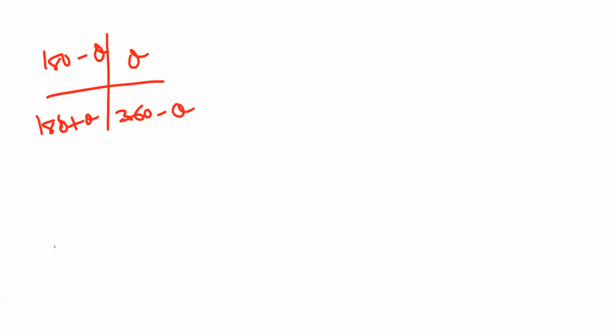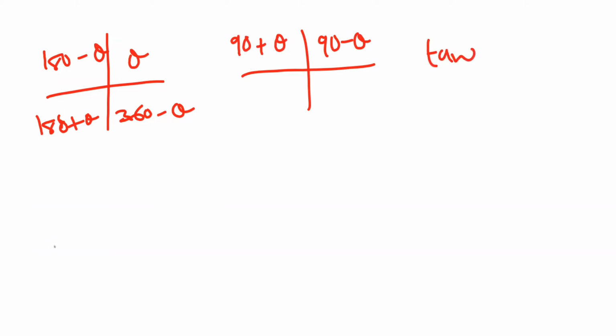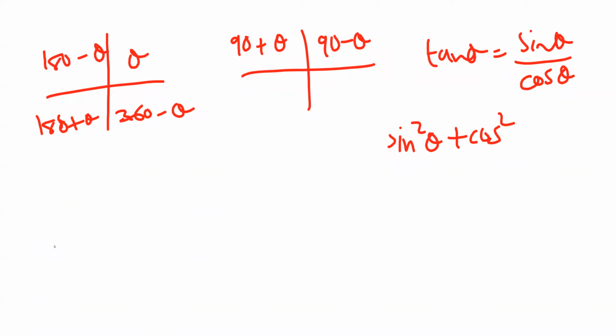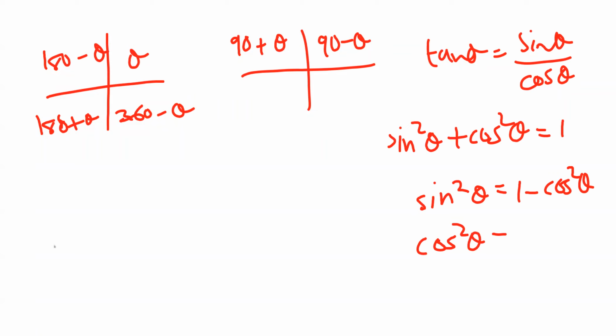There's the cofunctions table with 90 and 270, but mainly we just make use of 90. There's the identities, like tan equal to sine over cos, and the reciprocal identity of 1 over tan equal to cos over sine. There's also the identity that sine squared plus cos squared is equal to 1. And then you can also manipulate this identity to give you 2 more identities. But this is all grade 11 revision.